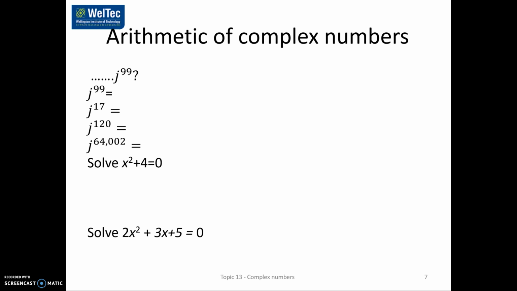Looking at j to the 99, if we break that down to being j to the power of 96 times j to the power of 3, then j to the power of 96 is j to the power of 4 times 24 times j to the power of 3, and j to the power of 4 is 1, 1 to the power of 24 is still 1, times j to the power of 3, and we previously worked out that j to the power of 3 was -j. So we can do all of those. Now, previously we haven't been able to do this problem, so let's look at it now that we can.